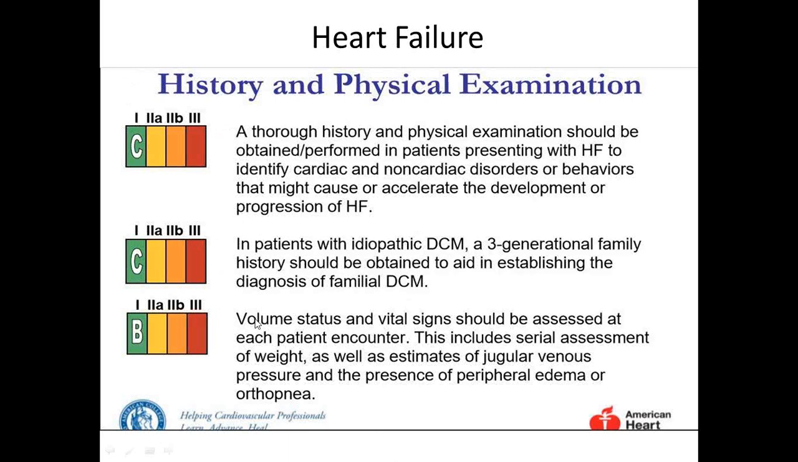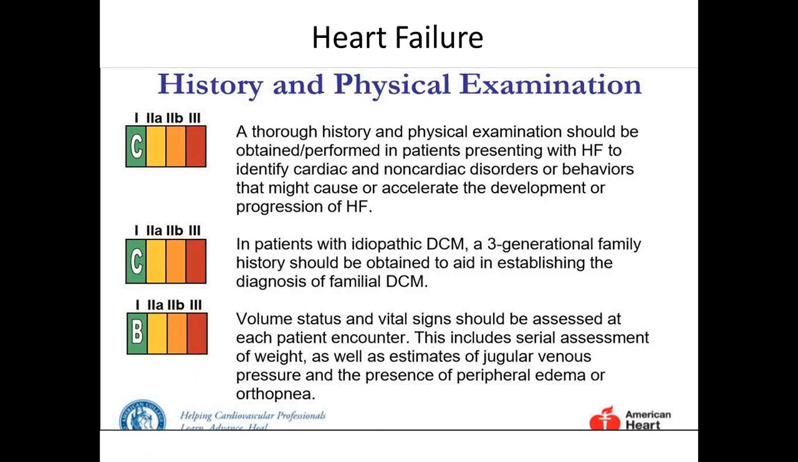Okay, the other statement is volume status and vital signs should be assessed at each patient encounter. Every time you see the patient, you need to do vital signs, heart rate, blood pressure. Okay. This includes serial assessment of weight. So you have to weigh the patient as well as to estimate the jugular venous pressure and the presence of peripheral edema or orthopnea. Okay. So it's a class 1 indication.